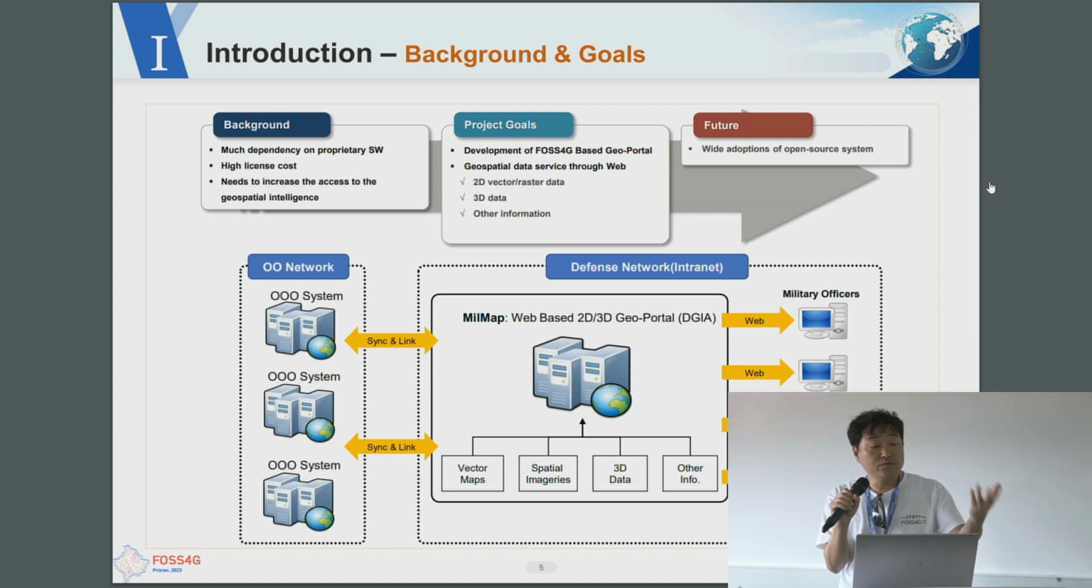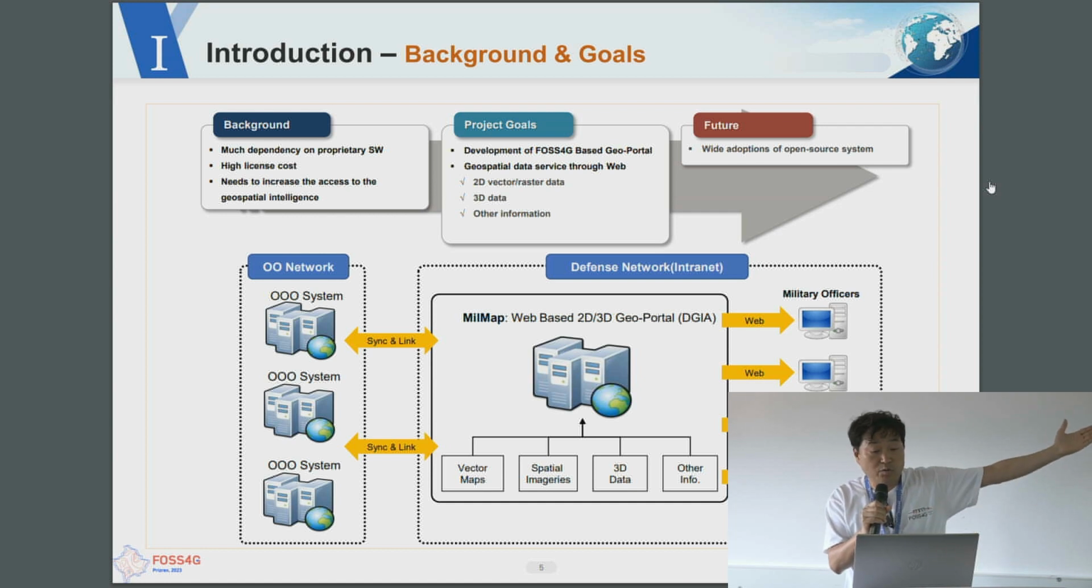Also, they want to lead to the increased access to the geospatial intelligence. Also, they want to disseminate their geospatial intelligence to other sectors as well. But whenever they tried to do that, they get the bill from the proprietary software company. So they made a bold decision. And then they hired my company and the Mango system.